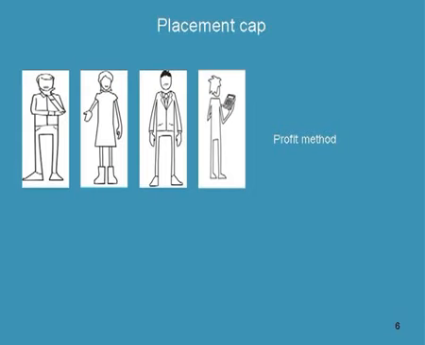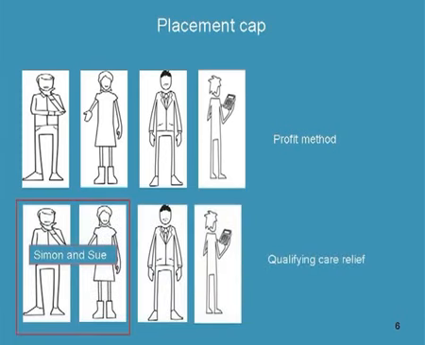You should count brothers and sisters placed together as one service user or placement. So, you could have Simon and Sue, who are brother and sister, and 2 other service users. You'd have 4 people, but only 3 service users, and you can use qualifying care relief.